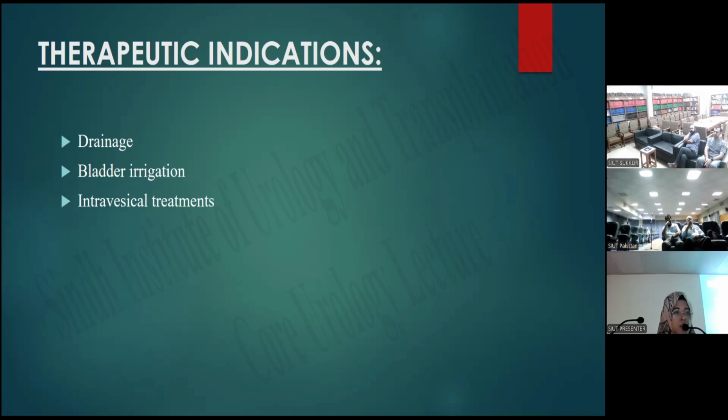The therapeutic indications also include intravesical treatments. For example, in cases of bladder cancer, instillation of BCG and MMC is done, and that requires perurethral catheterization. In cases of interstitial cystitis, dimethyl sulfoxide is given for instillation of the medicine. Other indications include extraperitoneal bladder injury, and small vesicovaginal fistulas can be managed well by perurethral catheterization.